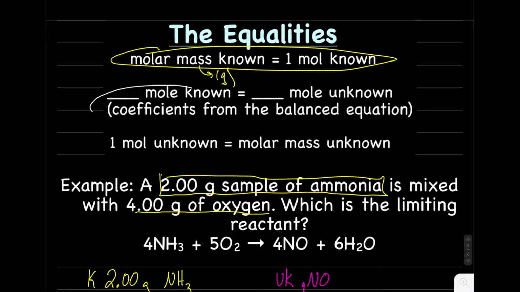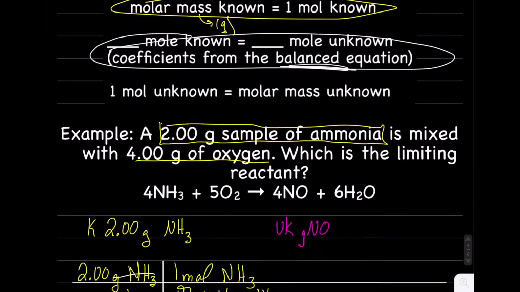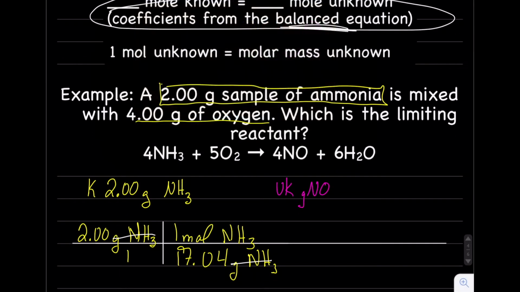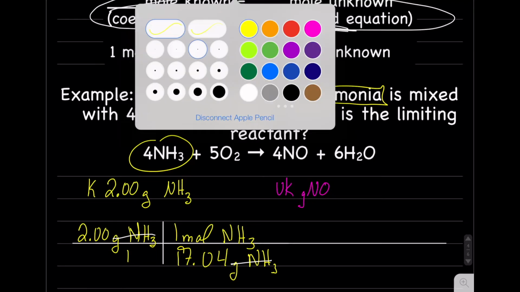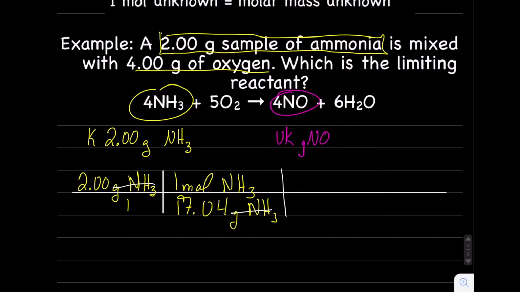That would be our second equality here. Blank mole known equals blank mole unknown, and we get that information from the balanced equation. So our known is NH3, and our unknown we've decided was NO. So we need to put those in our equality, setting them up so our units cancel out. And since we're at mole NH3 now, we want that one at the bottom.